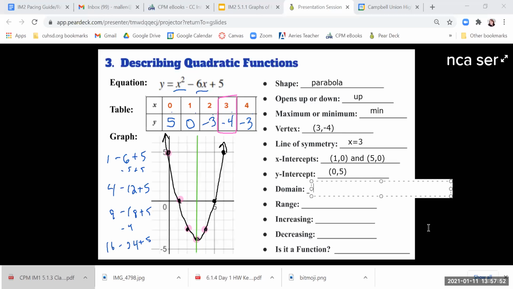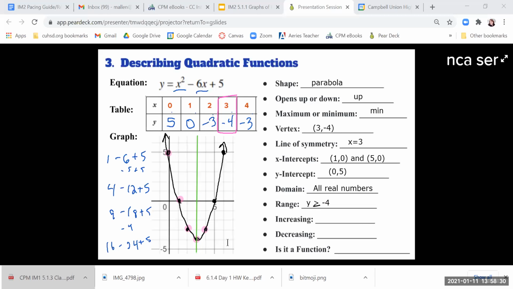Okay. And the domain is all real numbers. And the range is everything from that lowest point and up. So our cutoff is at -4. So we would have all y's greater than or equal to -4. So I'm going to add that little equal to my greater than or equal to. There it is.